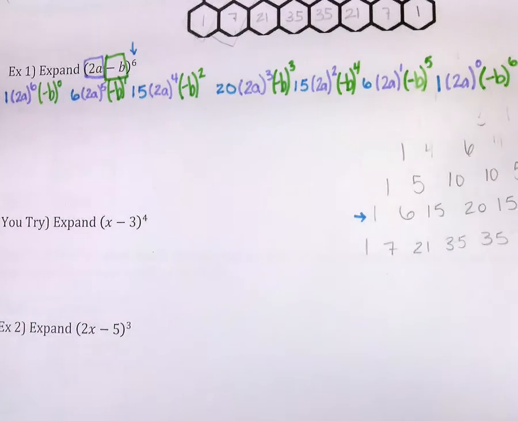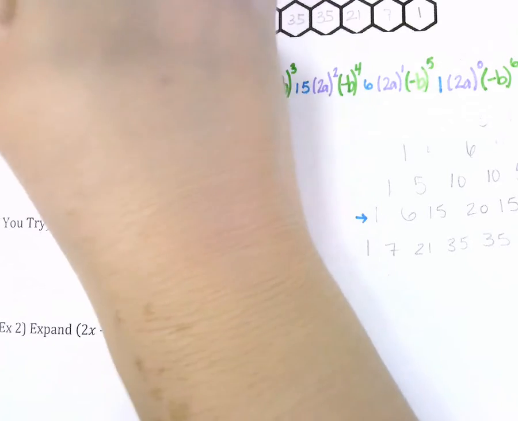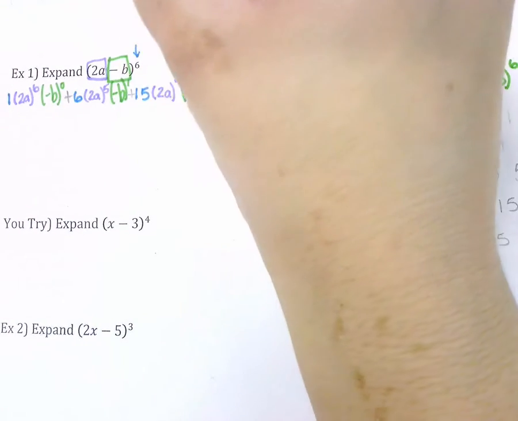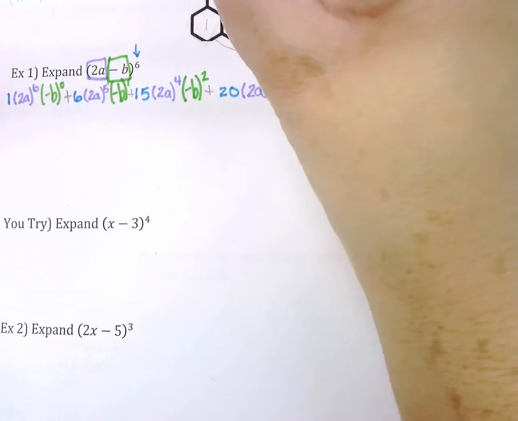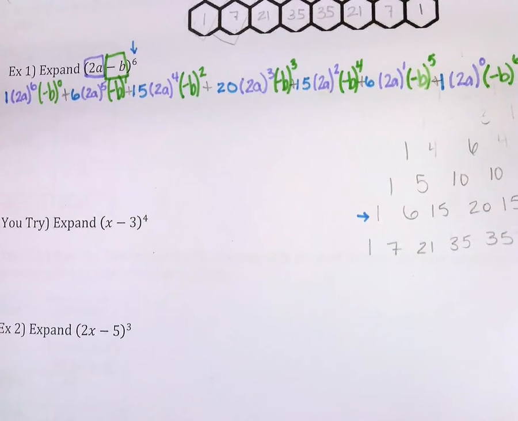Alright, okay, I'm rewriting it. Now, if you look at each term, keep in mind each one of these is its own individual term. So in between the blue coefficients, I'm putting little plus signs so that these look like individual terms.